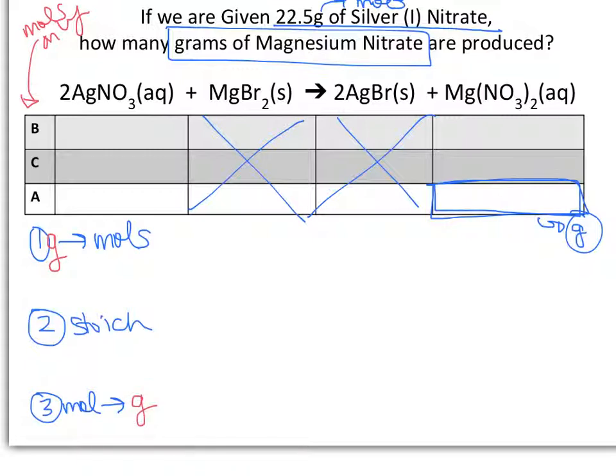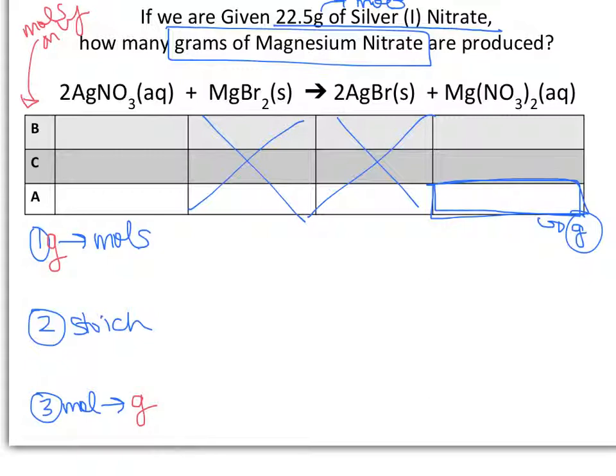The reason why we have to do this is because whenever we deal with a balanced equation, that recipe is in moles. It's not in grams. So we have to do our stoich step in moles, so therefore we have to go back and forth between grams and moles to do this. Okay, so let's get started.